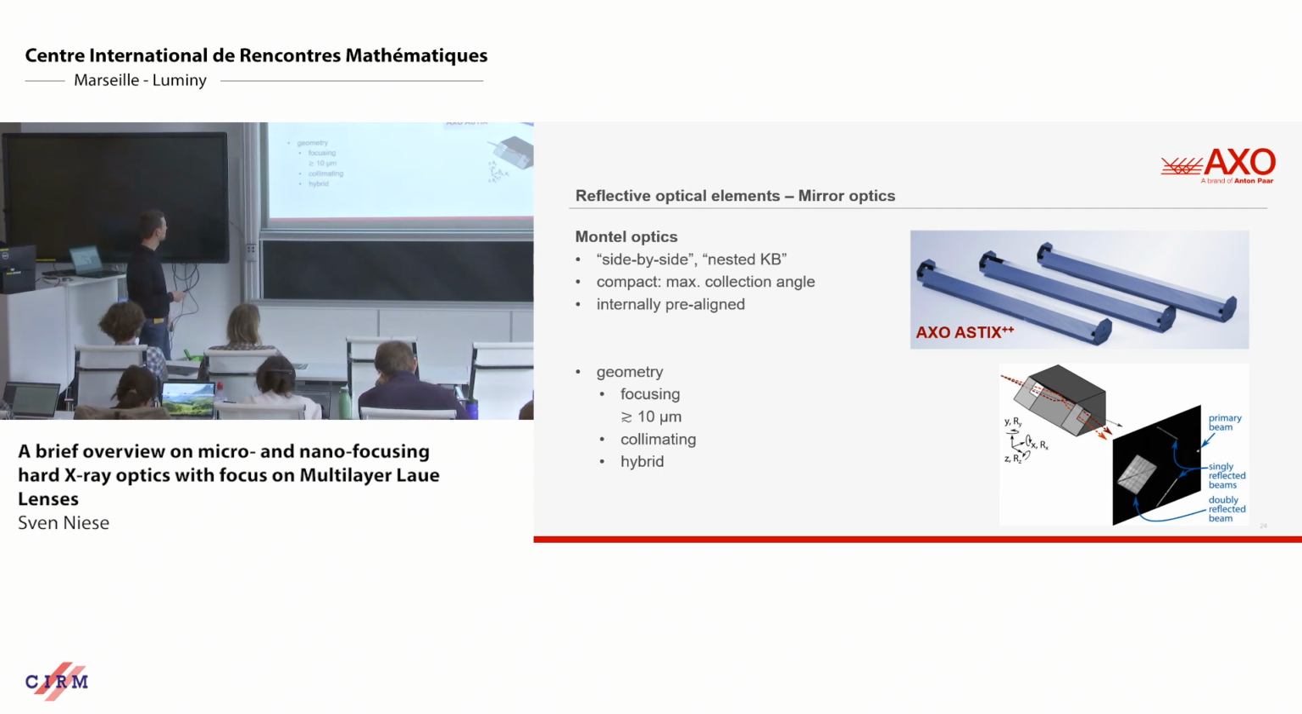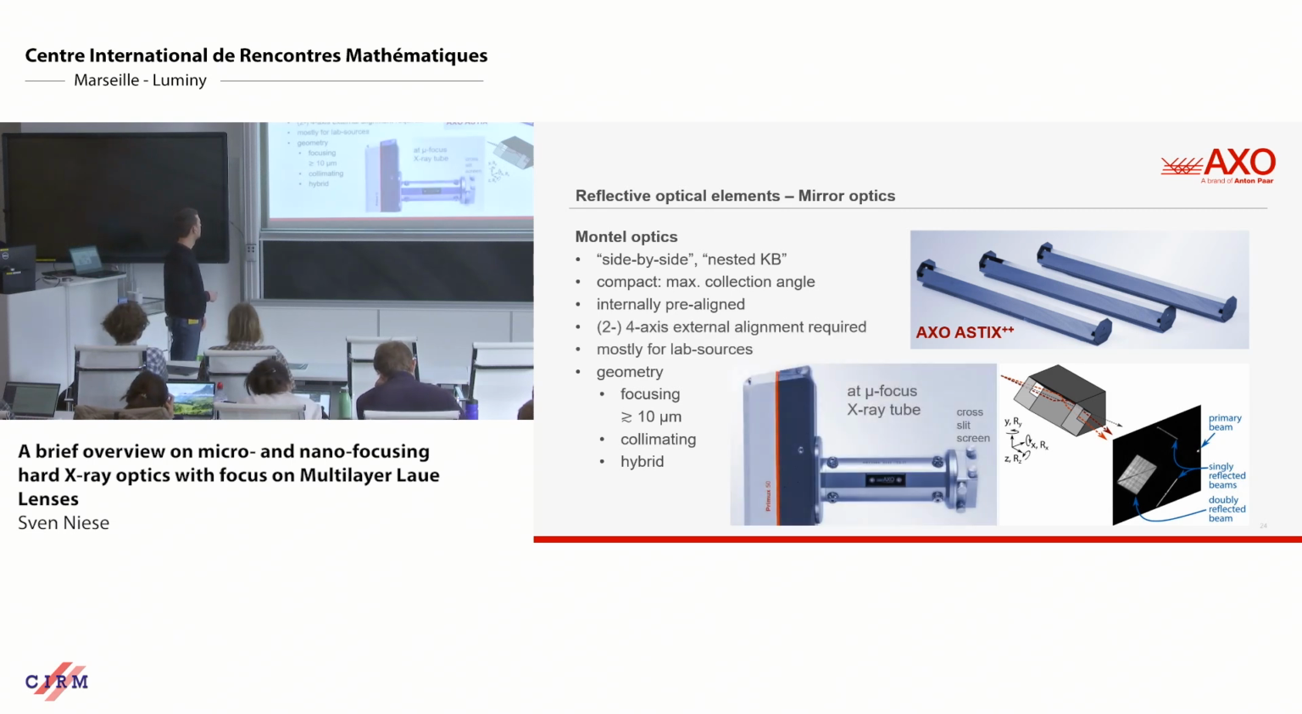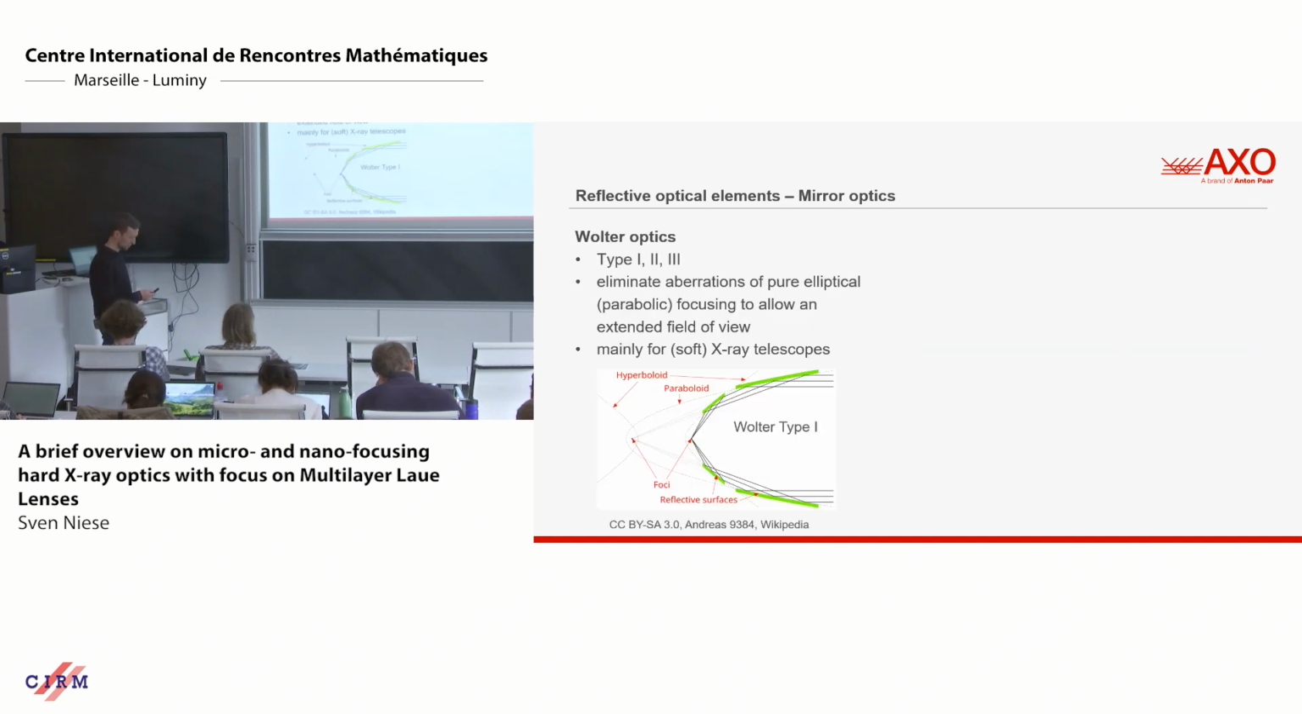They are internally pre-aligned and compact, which means they are often used for lab-based systems. You only need a 2 to 4 axis external alignment, like shown here at one of our X-ray sources. Here you have 4 alignment screws that you can adjust. And they have certain advantages.